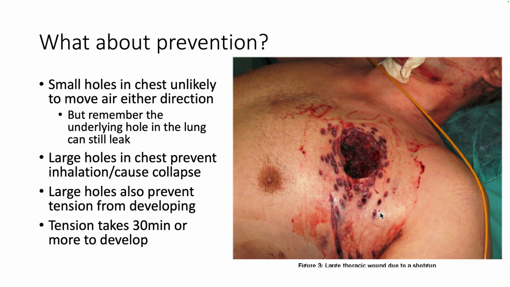But this image is a close range shotgun wound to the chest, and you can see there's a gaping hole. This would be a sucking chest wound. This would be an open pneumothorax. And so that's going to be a very different thing.